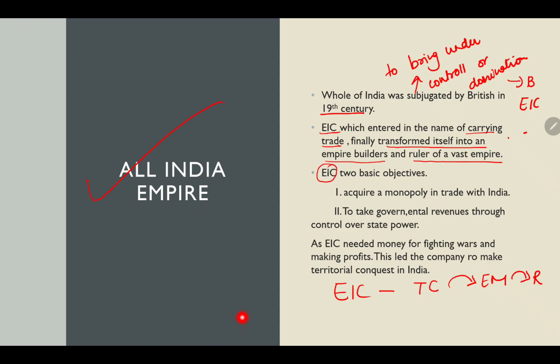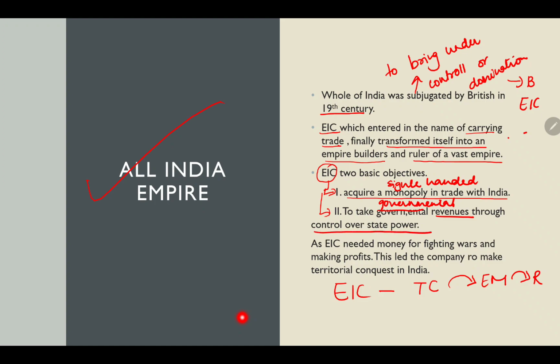The East India Company had two basic objectives. Objective number 1 was to acquire a monopoly in trade with India, single-handed. Objective number 2 was to take governmental revenues through control over state power.